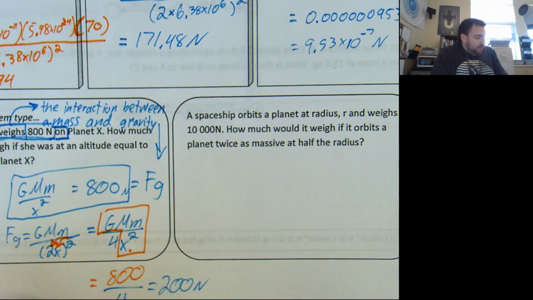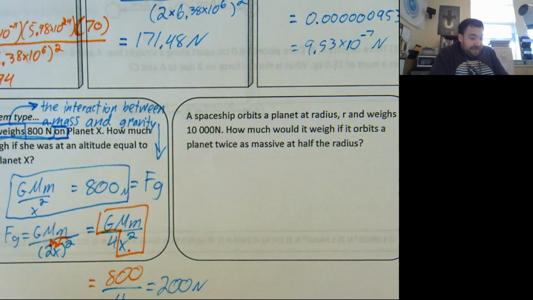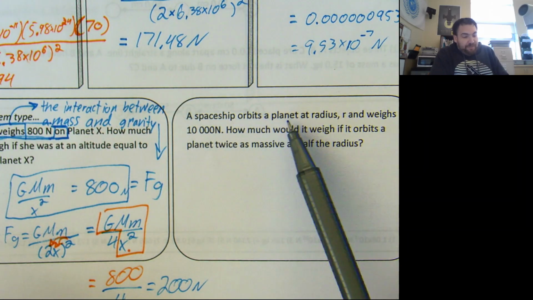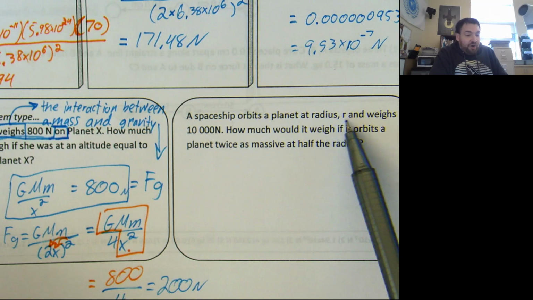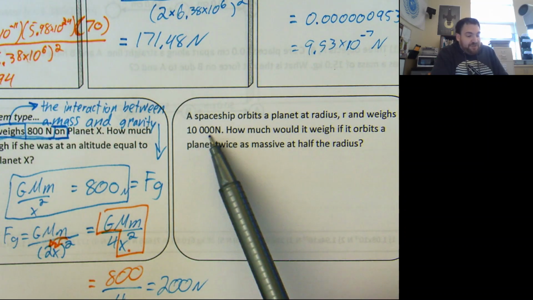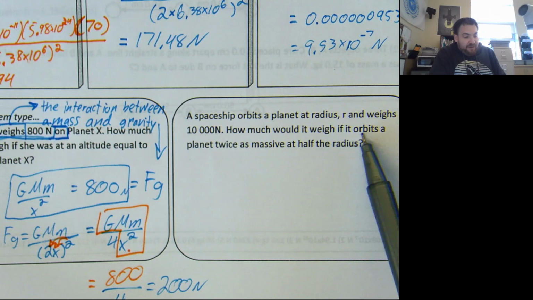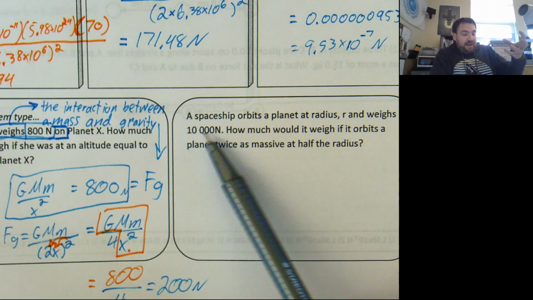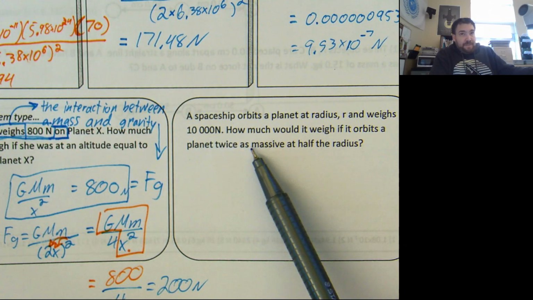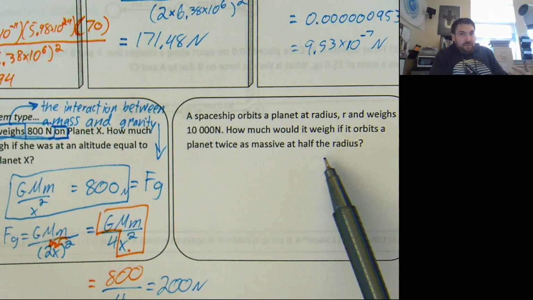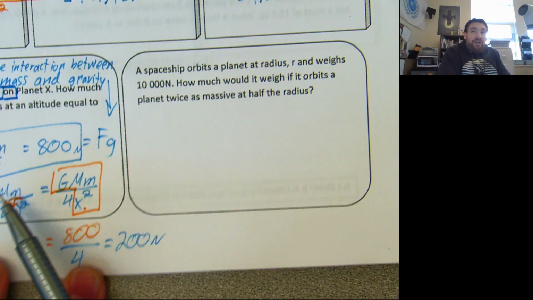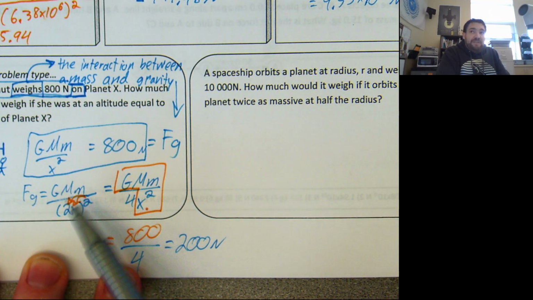Okay. So we'll do one more like this. It's a similar idea, except we're going to change a few more things. We've got a spaceship orbiting a planet at radius r. It has a weight of 10,000 newtons. How much would it weigh if it orbits a planet that is twice as big? So we take the rocket and we move it to a planet twice as big, and we halve the radius. We move it closer to a larger planet. It's the same kind of idea. All we're going to end up doing is fiddling with these values.